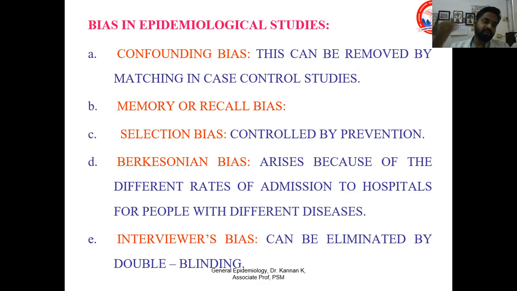Even though there are a lot of advantages in case control study, biases have a major impact. If you don't know how to control these biases, then our study will be a waste of time. The biases in epidemiological studies are confounding bias, memory or recall bias, selection bias, Berksonian bias, and interviewer's bias. Confounding bias can be removed by matching in case control study. As we have seen what confounding is, if you don't know how to find these confounding factors and match, we will land up in confounding bias.